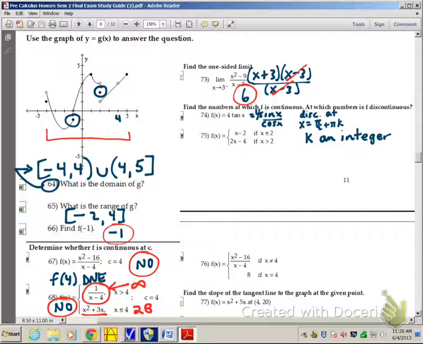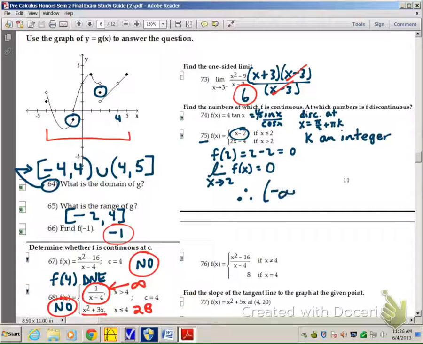Let's go ahead and replace in number 75. Let's replace x with 2. And so f of 2 is equal to 2 minus 2 is 0. The limit as x approaches 2 of f of x, the limit from the left is 0. Left-hand limit is 0. Right-hand limit is 2 times 2 minus 4 is 0. So the limit is also 0. And so, therefore, f is continuous for all real numbers, and it's not ever discontinuous.